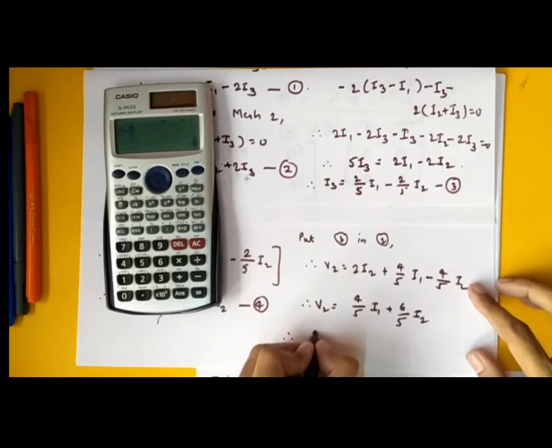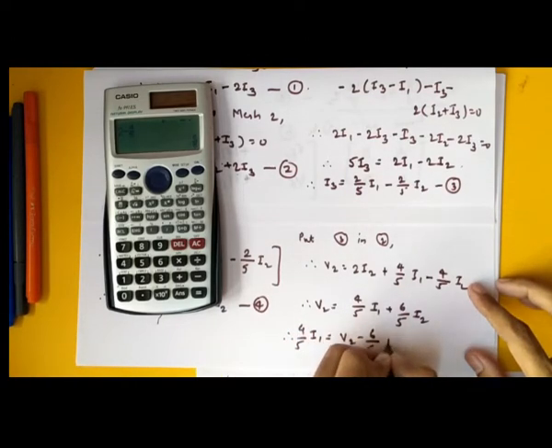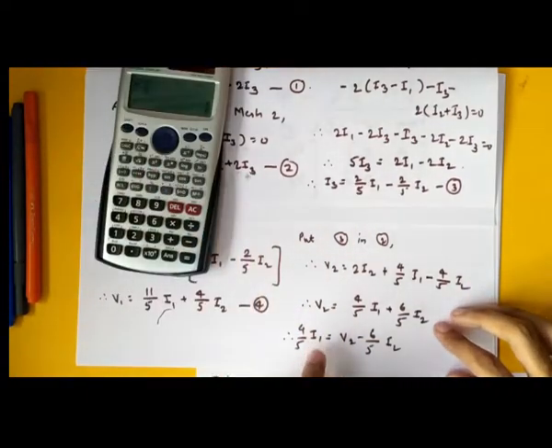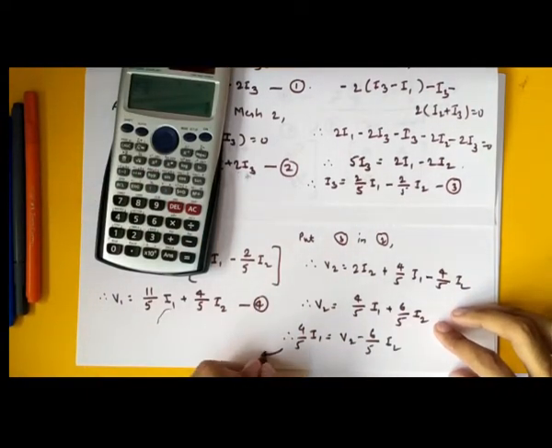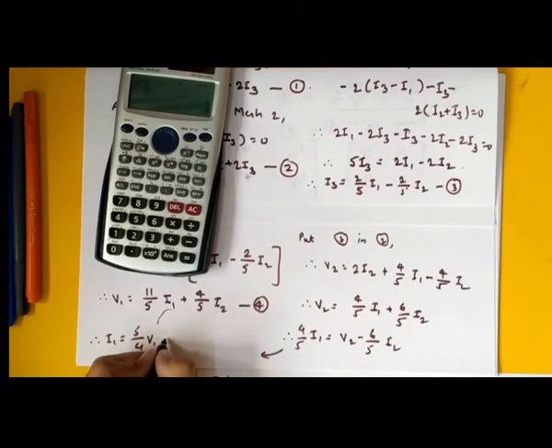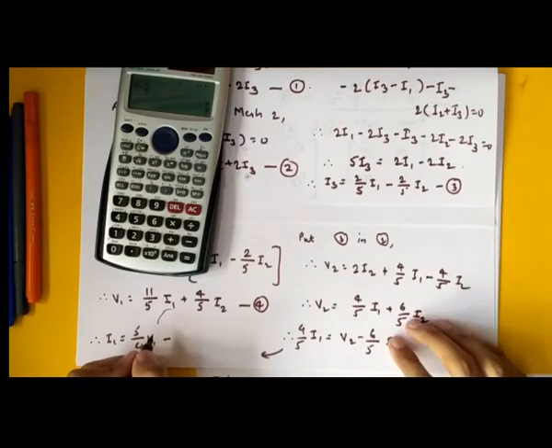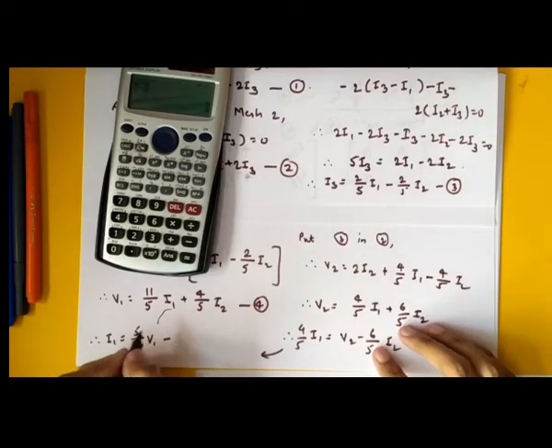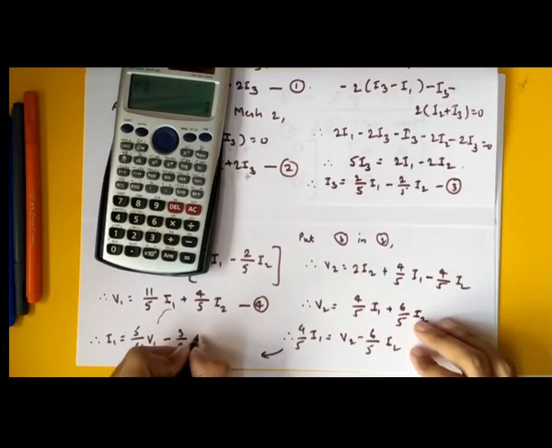So find I1 from this. So therefore 4 by 5 I1 equal to V2 minus 6 by 5 I2. So we want I1 only, right? So I'll write here. So therefore I1 equal to 5 by 4 V2 minus 6 by 4, so 3 by 2 I2. This is equation 5, right?